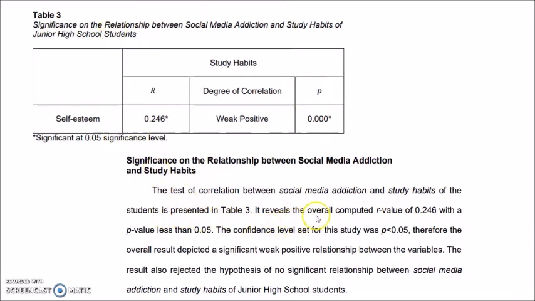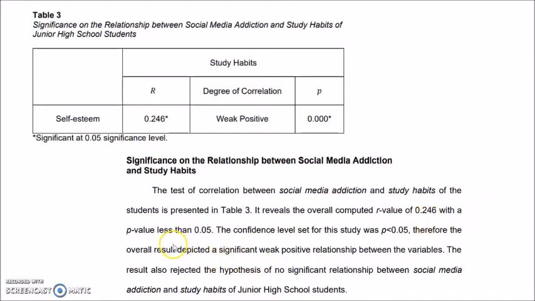So, ito yan. It reveals the overall computed R value of 0.246 in this example. That's 0.246. Okay, so this is significant at 0.05 significance level, but no need to write asterisk here. Ang importante lang dito, sa p-value. With a p-value less than 0.05. The confidence level set for this study was p less than 0.05. Kasi, 95% confidence level, so that's 0.05 significance level.